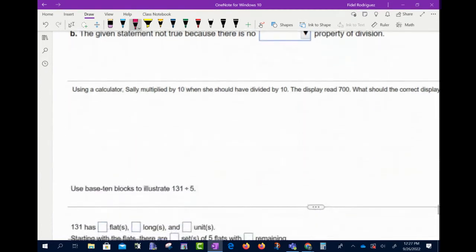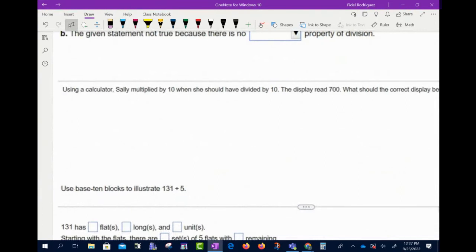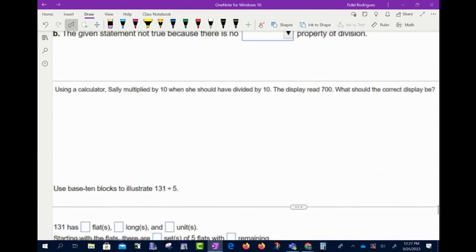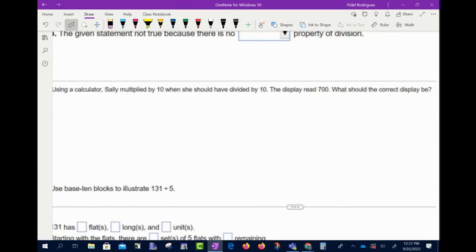Okay, so let's take a look at the next one here, and it says, using a calculator, Sally multiplied by 10 when she should have divided by 10. And it says the display ran 700. What should the correct display be? Okay, so let's think about this for a minute. She was supposed to divide by 10, but she ended up multiplying.